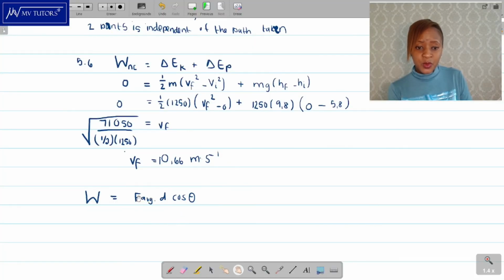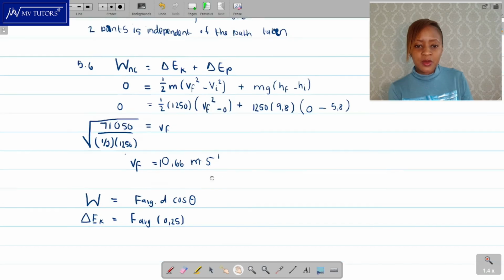Our average force is what we're looking for. The work done would equate to the change in kinetic energy. Remember, you can say that the work done equals the change in kinetic energy. We're looking for the average force, the distance there is 0.25, and now theta. What would theta be? You have this force that the wall exerts on the ball, right?